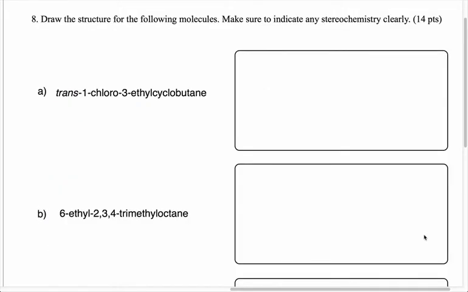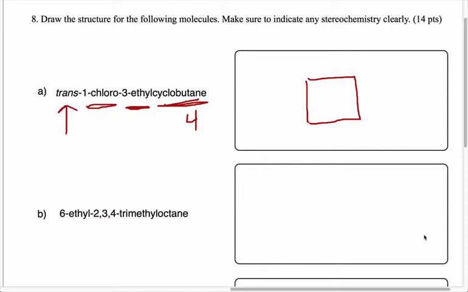Okay, in problem 8, I've given you the names of molecules, and I'd like to draw the structures of those molecules. So in the first case, we have a molecule which is a cyclic alkane, so cyclobutane, that has 4 carbons in a ring, with a chlorine on the number 1 carbon and an ethyl group on the number 3 carbon. So the way to do this is to simply draw a 4-carbon ring and put those groups on. And notice I indicated the stereochemistry because if there are 2 substituents, the chlorine and ethyl can be on the same side or opposite sides. So in this case, I put them on the same side.